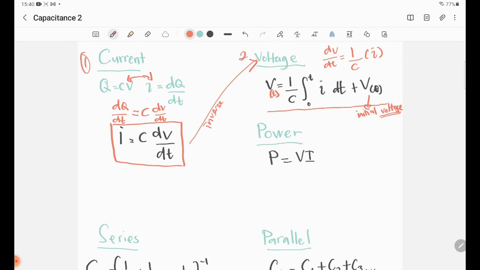Okay, next is the power. We have learned two items, and the third one is the power. Power, as we know, is VI, voltage multiplied by current. We know that I is C dV over dt. For instantaneous power, P depends on time and equals v(t) times i(t), and i(t) you can replace with C dV over dt. So that's the power calculation.